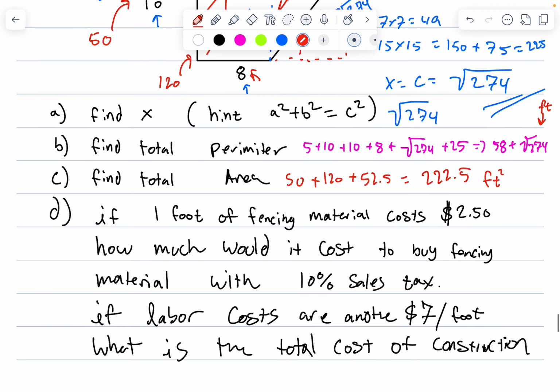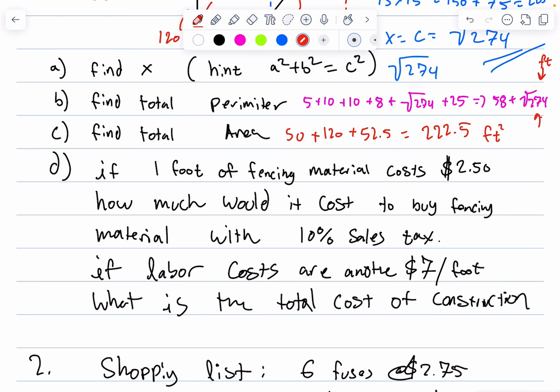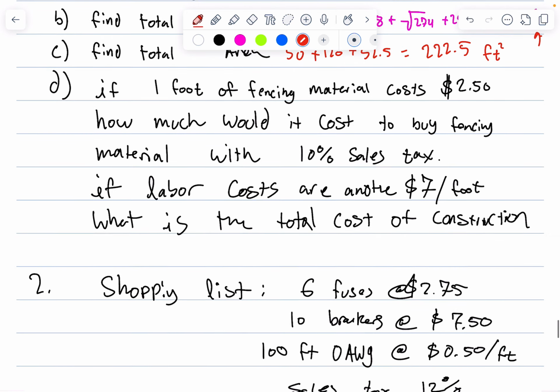So this last question says, if 1 foot of fencing material costs $250, how much would it cost to buy fencing material with 10% sales tax? Okay, so now this one, we have to go back to the perimeter. I'm gonna round the square root of 274 to 16.5, right? So 16.5 plus 58 is 74.5, okay?